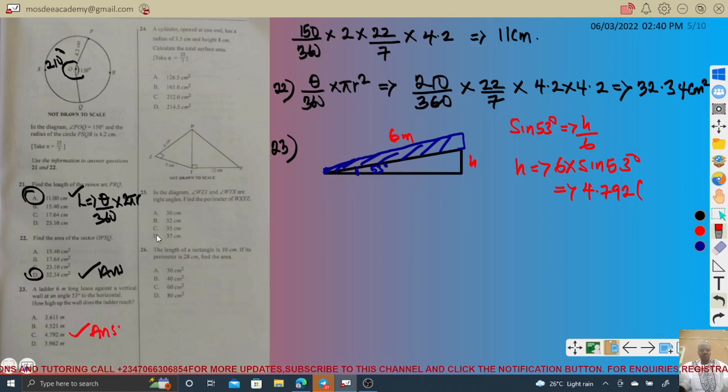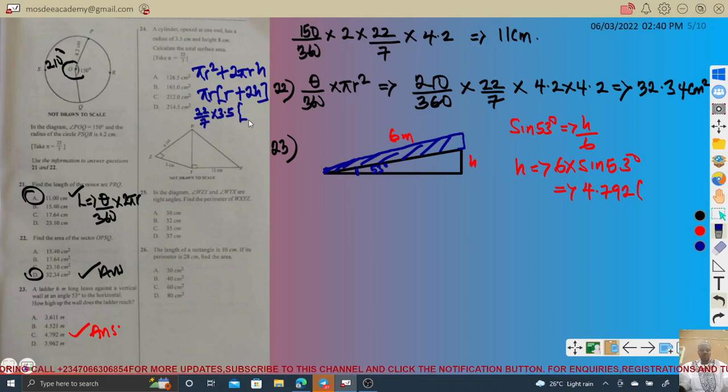The next one is question 24. Based on formulas, a cylinder open at one end has a radius of 3.5 centimeters and a height of 8 centimeters. Calculate the total surface area. The total surface area of a cylinder open at one end is pi r squared plus 2 pi r h. All these have been done in our full course classes. So I can factorize, pi r is common, so that it will be easy for me. r plus 2h. So I can do pi r outside. The radius is 3.5. I can do all this inside myself. r is 3.5. 2 times 8 is 16. 16 plus 3.5 is 19.5.